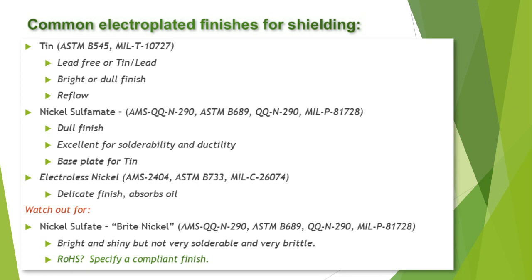Sulfate nickel, or nickel sulfate, otherwise known as bright nickel, is bright and shiny. It looks great, but when you try to bend your shield, it's very brittle. The shielding material is ductile. That particular electroplating is going to crack off when you try and bend your shield, and it's not very solderable. So there's lots of issues there, and if anyone wants advice on electroplating, please, as I've mentioned before, feel free to call us and take advantage of our engineering services.